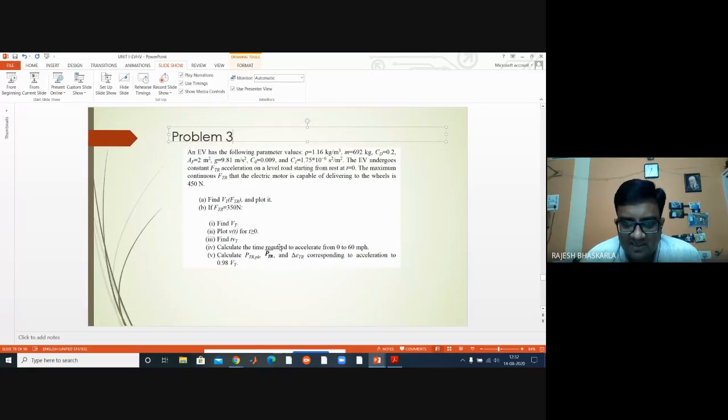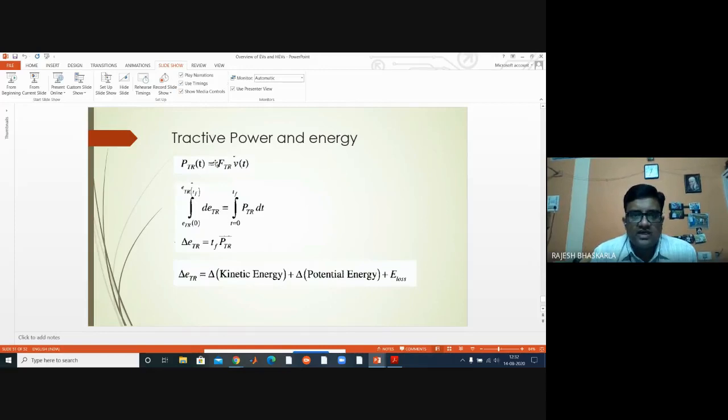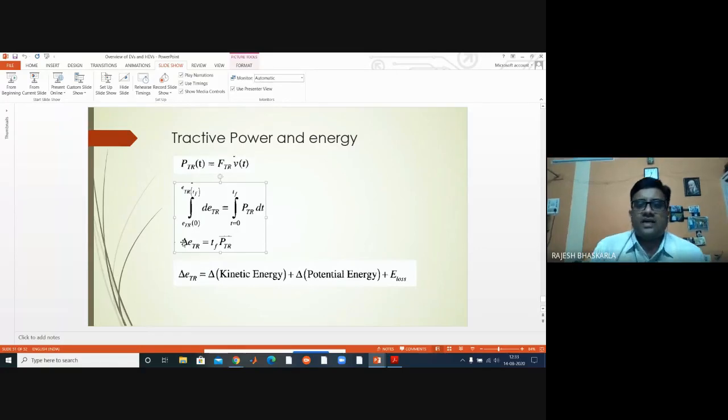Once you get this time, calculating these is not a big problem. Those formulas are also available here. Simple substitution, that's all. FTR into Vt gives PTR, and if you integrate this PTR expression from 0 to TF, or multiply it simply with TF, then you'll get this value. This is how you have to calculate all these values.